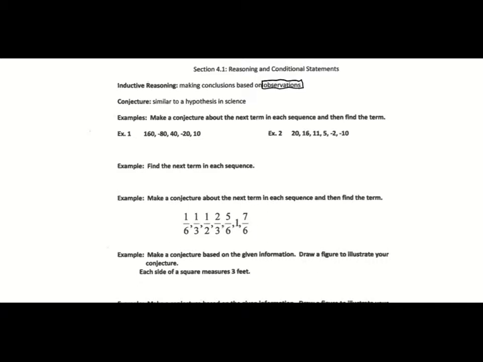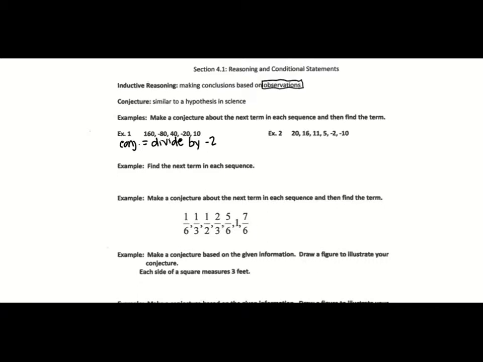Our first example says make a conjecture about the next term in each sequence and then find the term. So in our first example, we want to determine what is happening to this sequence. If we look at 160 to negative 80, I'm dividing 160 by negative 2. That gives me 80. If I divide by negative 2 again, that gives me 40. Divide by negative 2 again, gives me negative 20, all the way through. So my conjecture here is that I'm dividing by a negative 2.